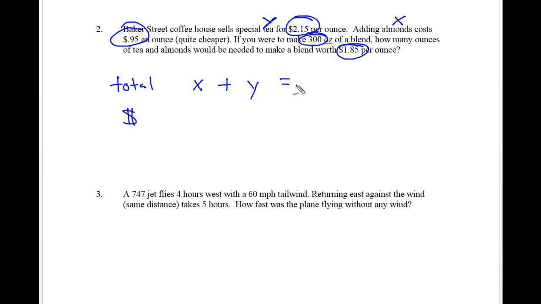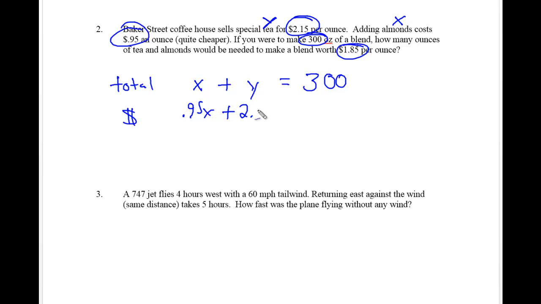And all of these are important. And in terms of total, I'm trying to make a blend of X, which is my almonds, and Y, which is my special expensive tea. So I'm going to make 300 ounces of that blend. Now, in terms of the dollar amount, my X, the almonds, costs 95 cents an ounce.